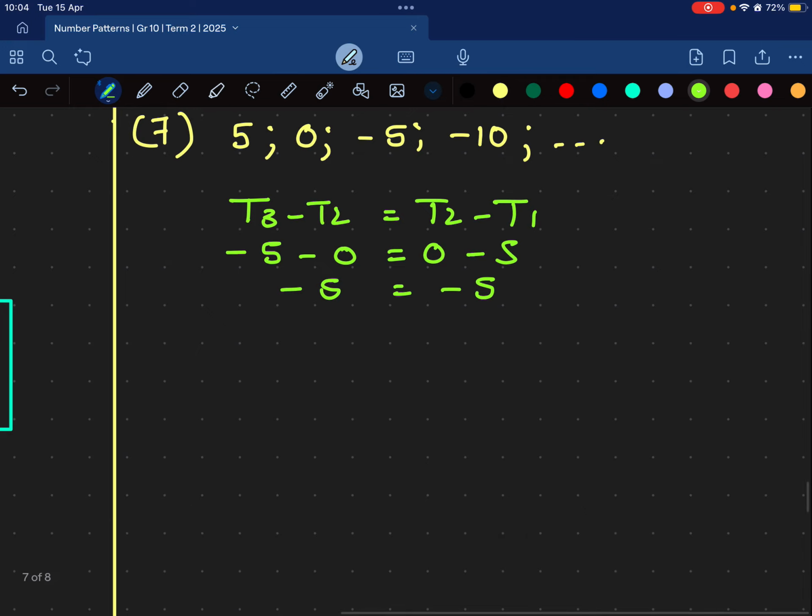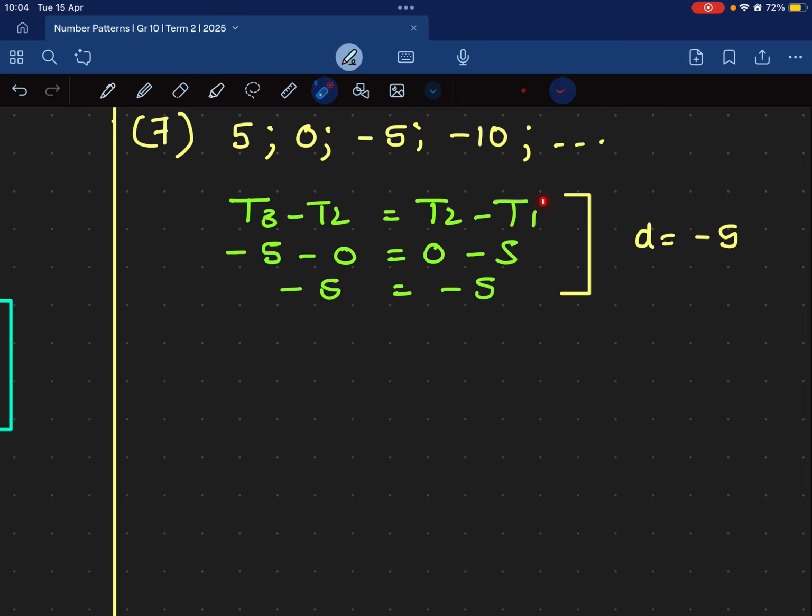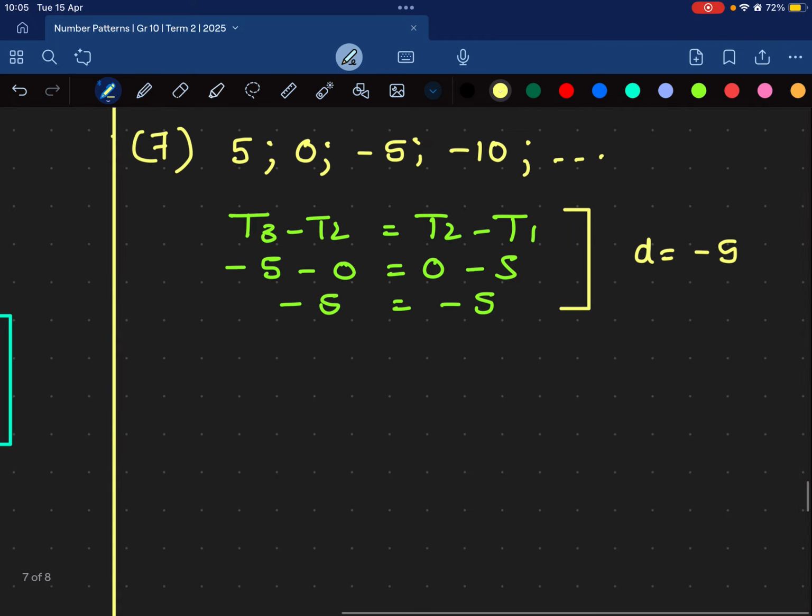Okay, I know that in this case it's a bit easier to see that the difference is negative 5. So you can skip this if you would like and just go straight into d is equal to negative 5. Okay, it's just that you can also use this method just so that you can make sure that you don't make any mistakes. But you are more than welcome to jump straight into the fact that the difference is negative 5. That's fine.